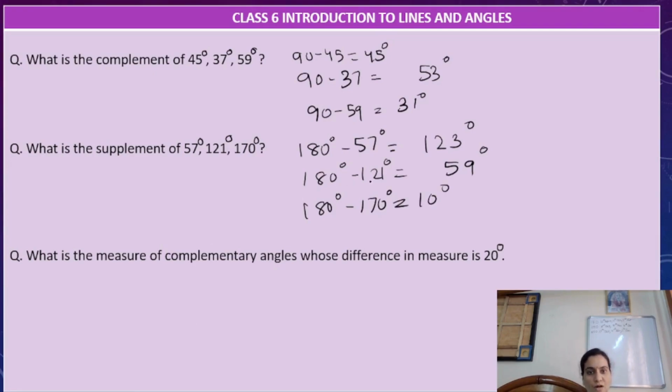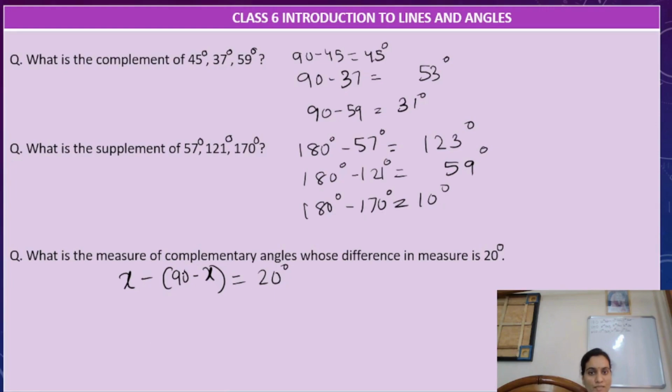Solve this question. Understood how to do? I think there will be no doubts. What is the measure of complementary angles whose difference in measure is 20 degrees? Okay. So there are two angles whose difference in measure is 20 degrees. So x and 90 minus x, if we subtract these two, what we are getting is 20 degrees of difference in the measure. So one is x, other is 90 minus x. So if we find the difference, it will be equal to 20 degrees.